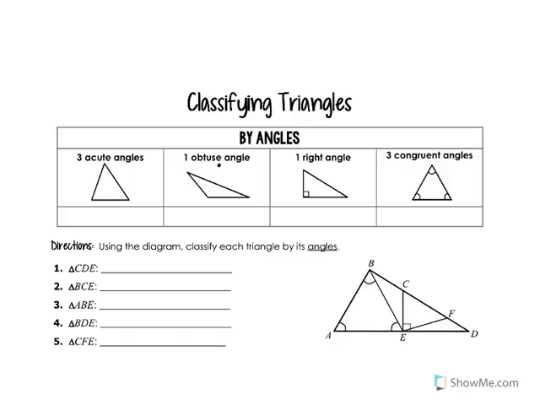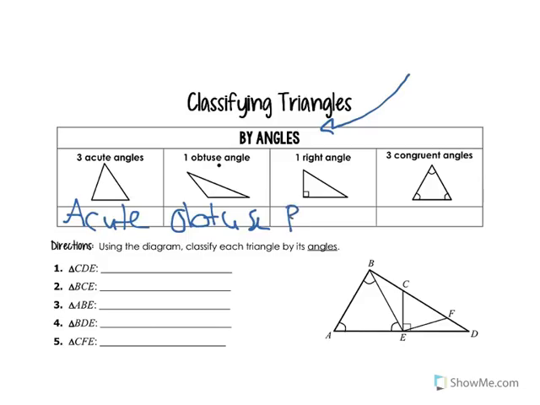We're going to begin by classifying triangles. There's two ways we can classify triangles. We're going to start with classifying by angles. So there's 4 different ways we can classify by angles. The first, if there's 3 acute angles, then it's an acute triangle. If there's 1 obtuse angle, it's an obtuse triangle.